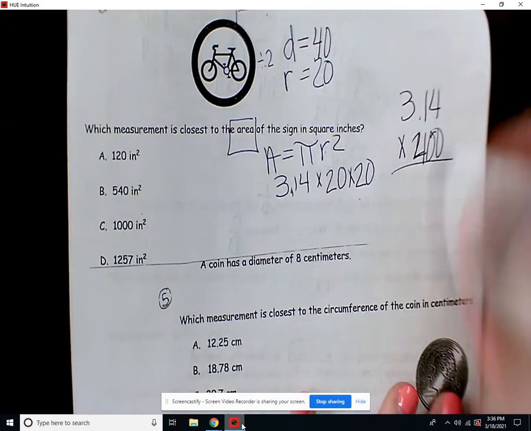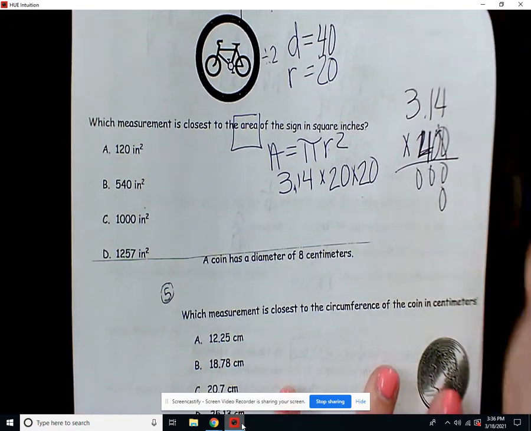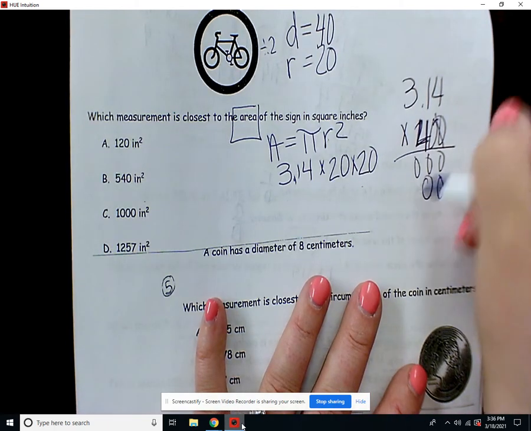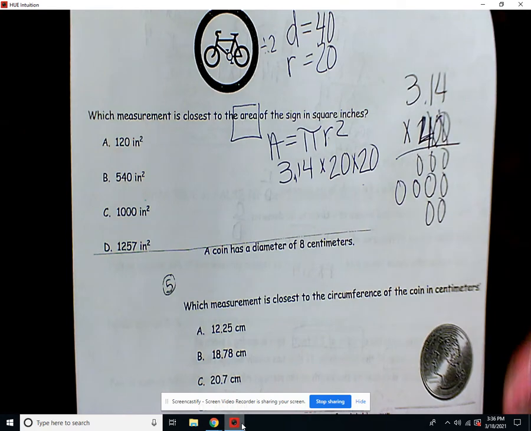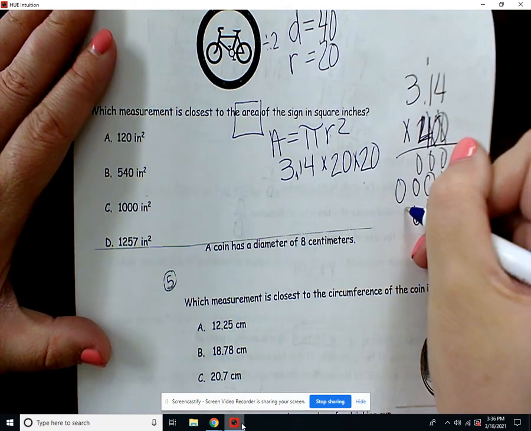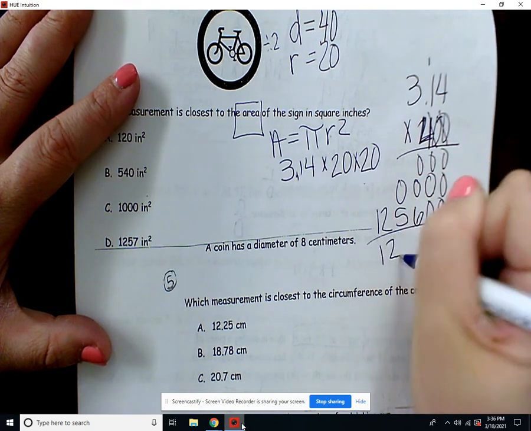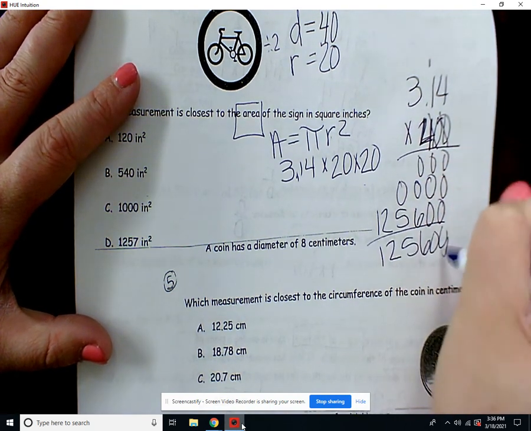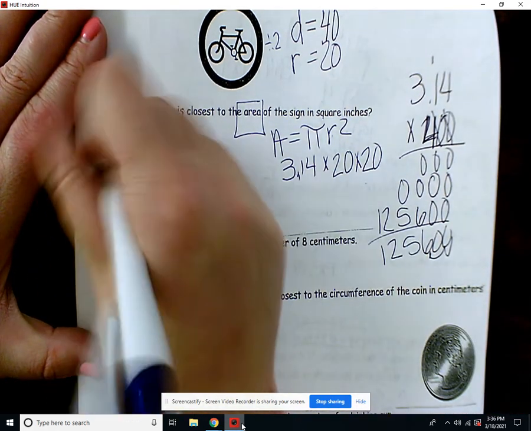And then we're going to multiply. So 0, 0, 0. Second row, we'll add a 0. Then 0, 0, 0. Add 2 zeros, and now multiply everything by 4. 4 times 4 is 16. 4 times 1 plus 1 is 5, and 12. Move our decimal over twice, and again, find the closest answer, which is D.